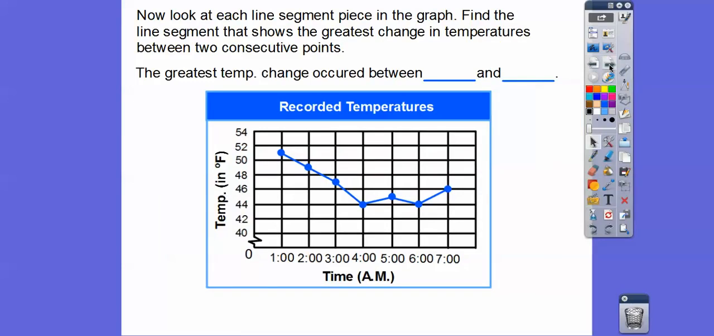Find the line segment that shows the greatest change in temperature between the two consecutive points. Okay, so it's the steepest part, whether it's going up or down. The very steepest part, this looks the same right here, but right here, this looks like it's the steepest right here. In fact, it went down 3 degrees. So the greatest temperature change occurred between 3 o'clock and 4 o'clock right here. In fact, it dropped 3 whole degrees in that little time zone right there, okay?